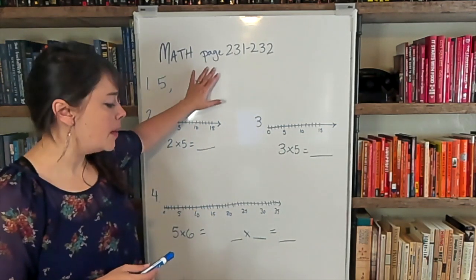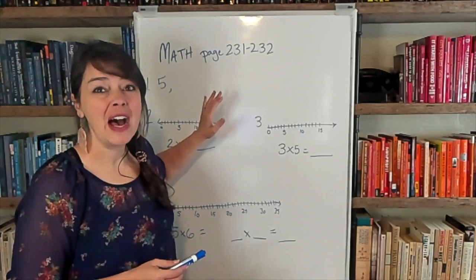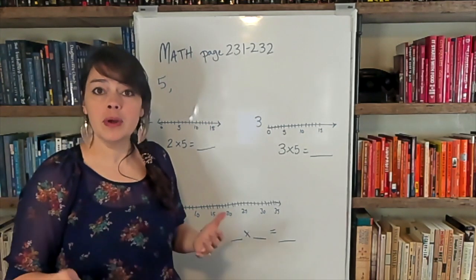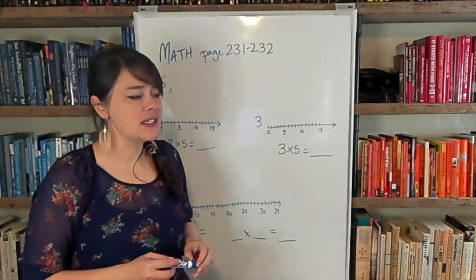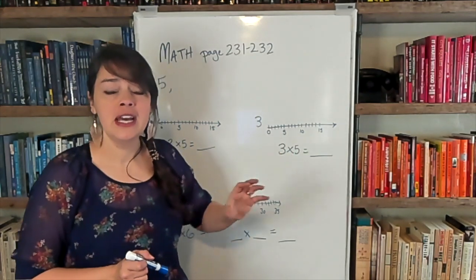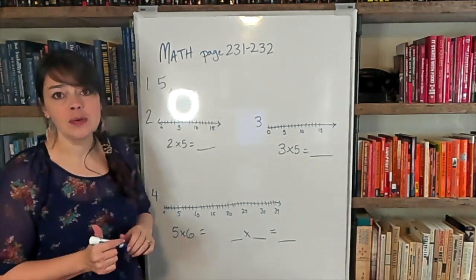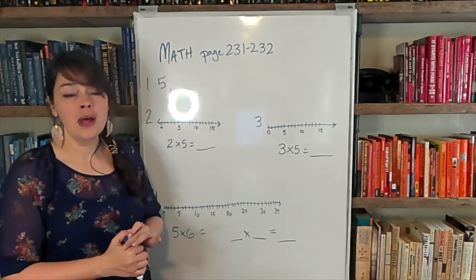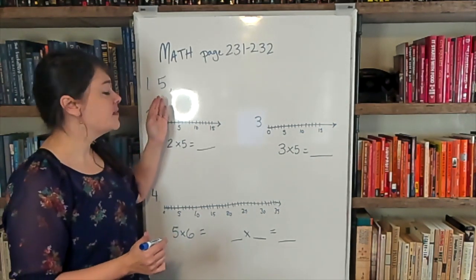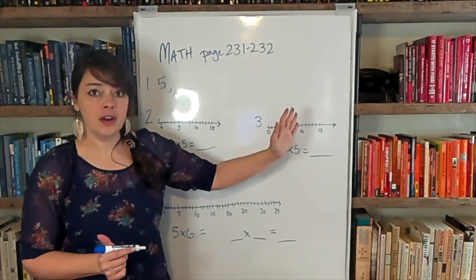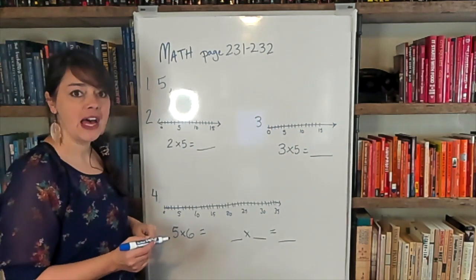Our topic for this one is multiplying with fives, which I think everyone really likes because it has such a clear pattern to how it works. Skip counting right away gives us a clue to how multiplying with fives works. Let's fill in the blanks. This is number 1 on your worksheet for skip counting with fives.